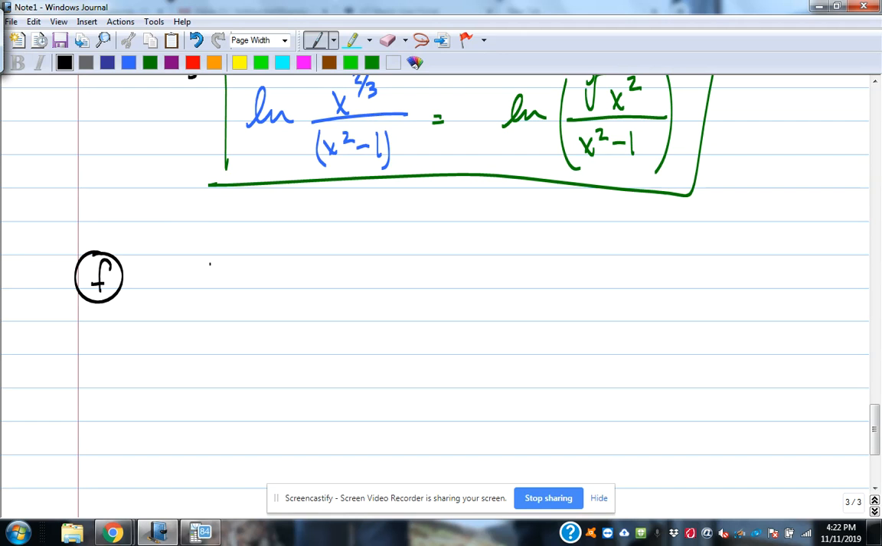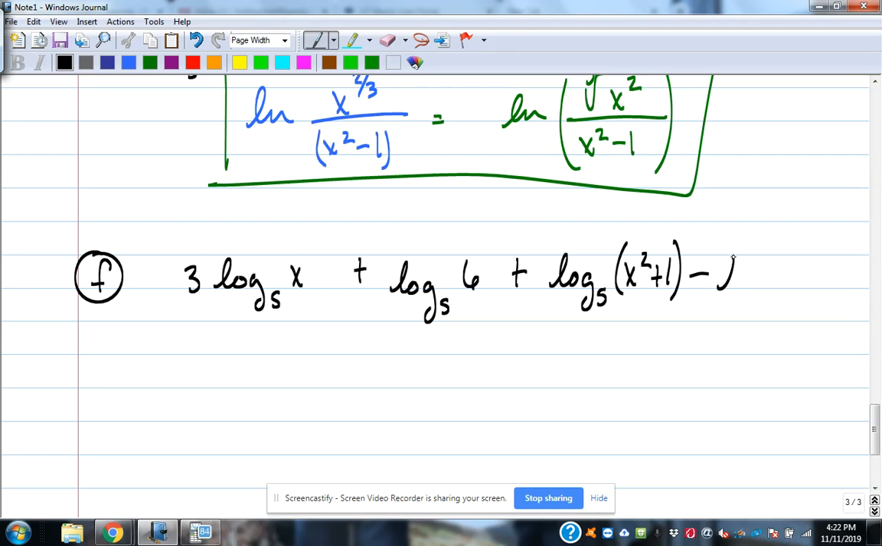All right, let's do this one. One that's a little bit bigger. So 3 log base 5 of x plus log base 5 of 6 plus log base 5 of x squared plus 1 minus log base 5 of x minus 3. Really a lot more stuff going on, but because they're all the same log base, we should be able to condense this into one single logarithm so that we can have one thing to undo.